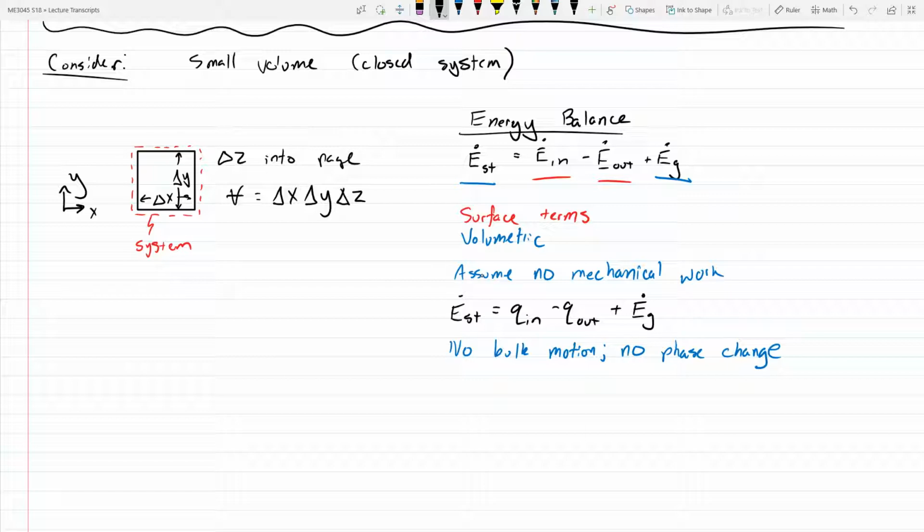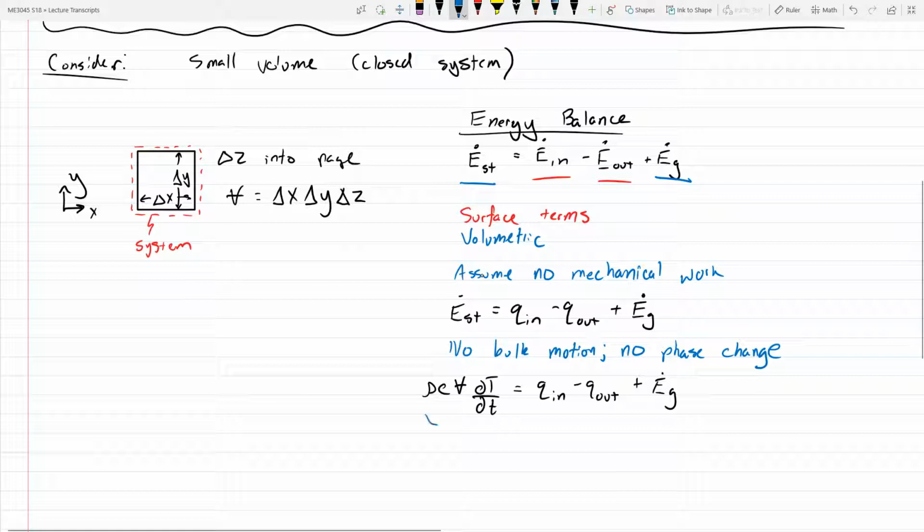So this E dot stored term becomes rho C V dT/dt equal to Q in minus Q out plus E dot G, where this right here is the rate of change of sensible thermal energy.